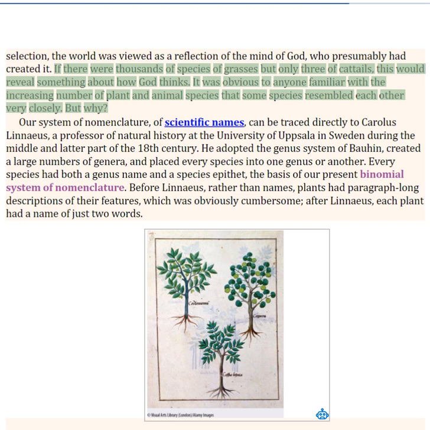If there were thousands of species of grasses, but only 3 of cattails, this would reveal something about how God thinks. It was obvious to anyone familiar with the increasing number of plant and animal species that some species resembled each other very closely. But why?